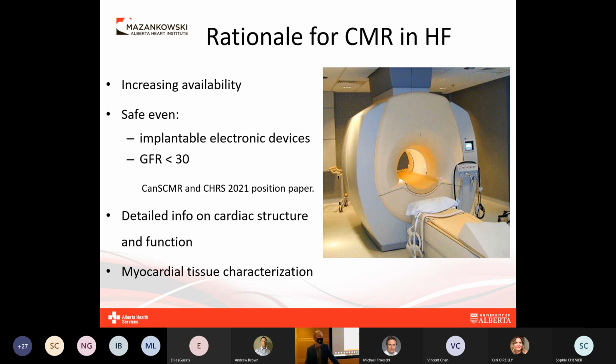The reason MRI is a popular imaging modality is that, just like echo, it's very safe. In fact, there's recent data suggesting that even groups that are traditionally not considered safe for MRI are actually safe to scan. We've been scanning patients with implantable electronic devices, and there's also now a lot of data showing that giving gadolinium contrast to patients with end-stage renal disease is safe, that the risk of NSF with the newer contrast agents is very low. MRI offers very detailed information on cardiac structure and function, and you can also use it to characterize myocardial tissue, which are very important features of heart failure.